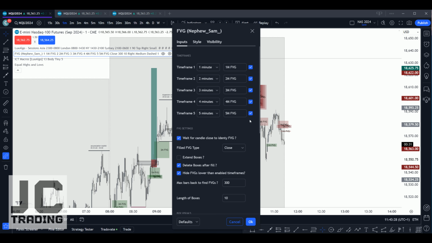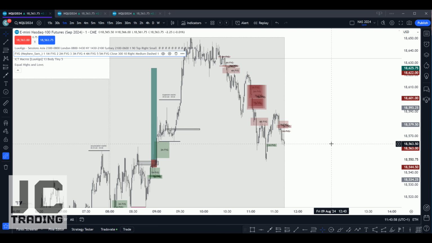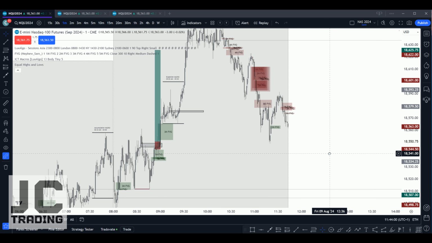Make sure they're all activated. Extend boxes I have off, otherwise the boxes go too far to the right. Wait for a close, so filled FVG type should be closed. Wait for candle close to identify FVG and delete boxes after fill and hide FVGs lower than enabled timeframes. So yours should look identical to this. I'll leave that on the screen for a second, take a screenshot, make a note. Okay, that is going to enter the fair value gaps onto our chart.